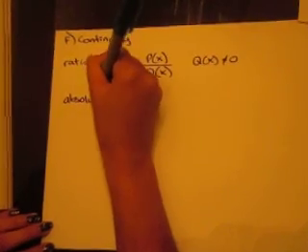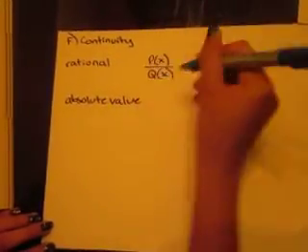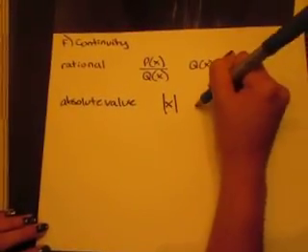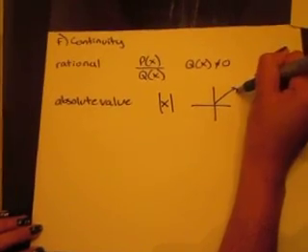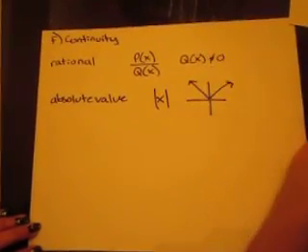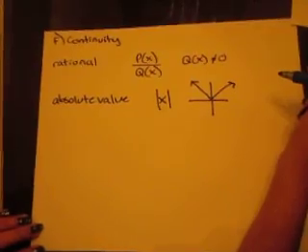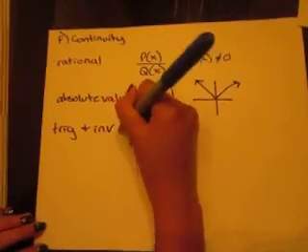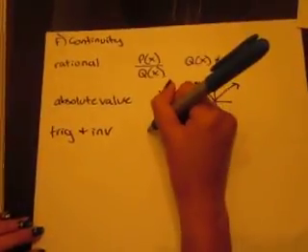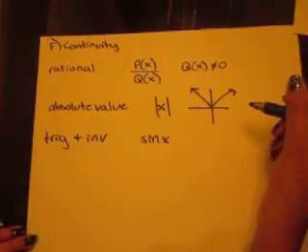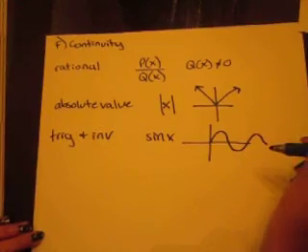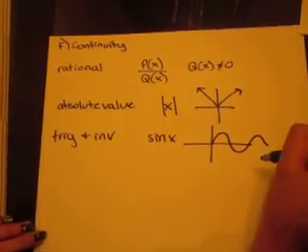Then absolute value functions also tend to be continuous. The graph of the absolute value of x looks like this, and it is continuous everywhere. Trigonometric functions and their inverses are also continuous everywhere, like the graph of sine of x, which goes all over the place, and there's nowhere where it doesn't exist.